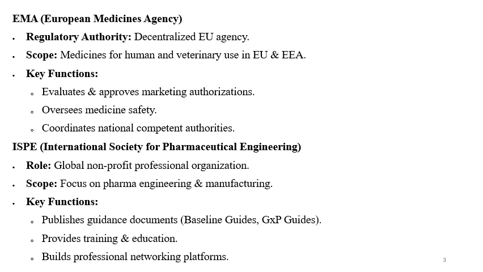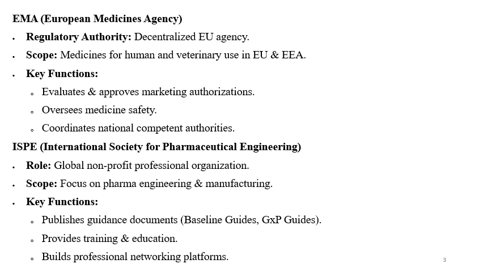Then come to the EMA. EMA is a regulatory authority, a decentralized EU agency. Its scope is medicines for human and veterinary use in the EU and EEA. Key functions of EMA are: it evaluates and approves marketing authorizations, oversees medicine safety, and coordinates national competent authorities. So this is the scope, work and functions of EMA.